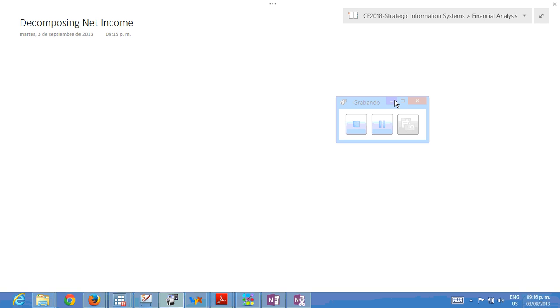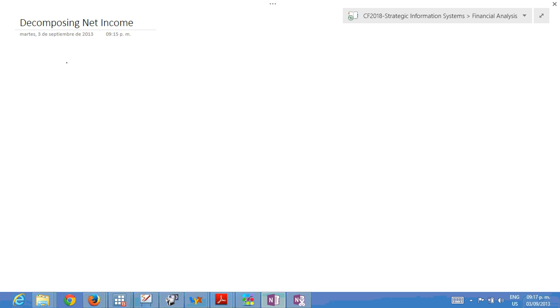Okay, let's work with the net income formula. Then we're going to decompose the net income to further understand some important elements such as unleveraged net income and tax benefit. Now let's start from the basics: how you compute net income.